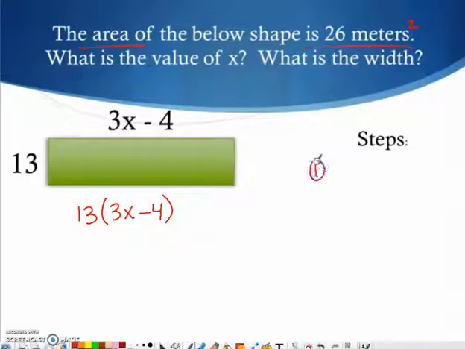So step 1 is we write the equation. And if you're doing area, it's always going to be distribution. It's going to look like distribution.